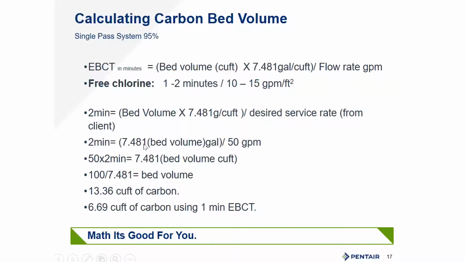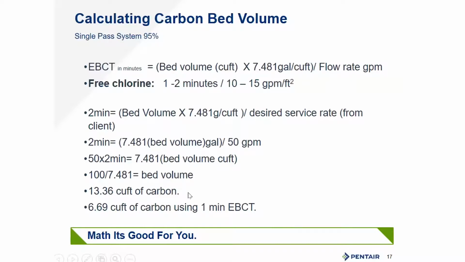You end up with 7.48 times the cubic bed volume. That's my variable in parentheses there. 50 times 2, because I multiplied each side by 50, times 2. So I get 100 equals 7.48 times the bed volume. Well, 100 divided by 7.48 equals the bed volume. Well, at 2 minutes, I need 13.3 cubic feet of carbon.